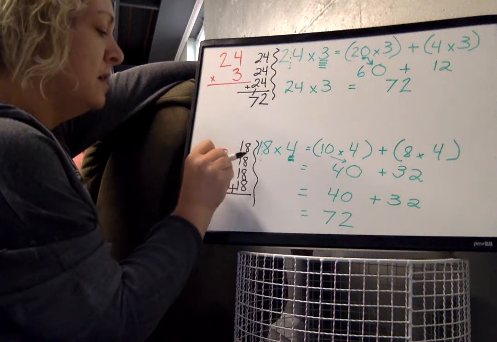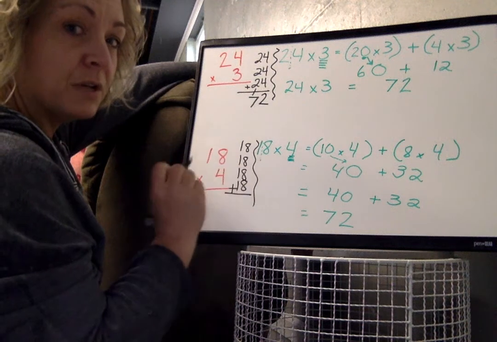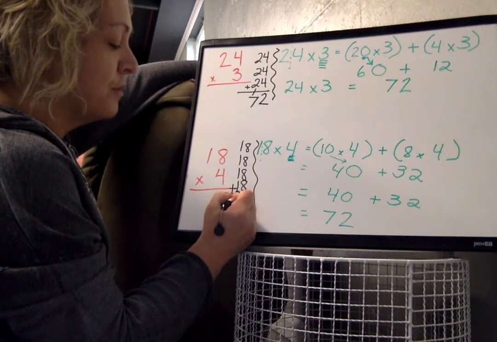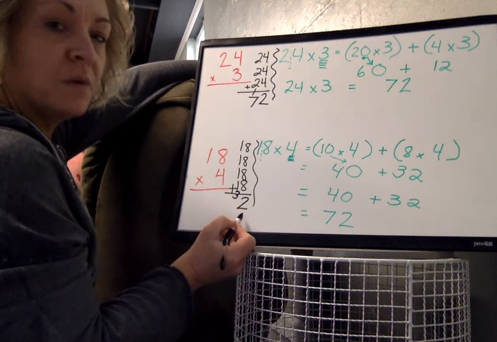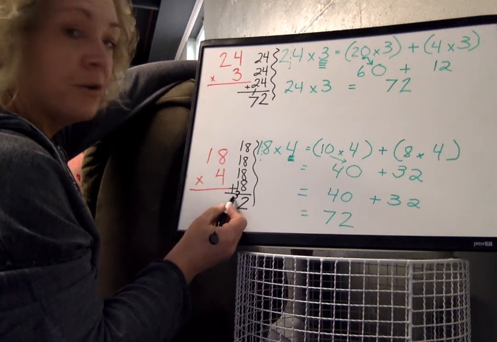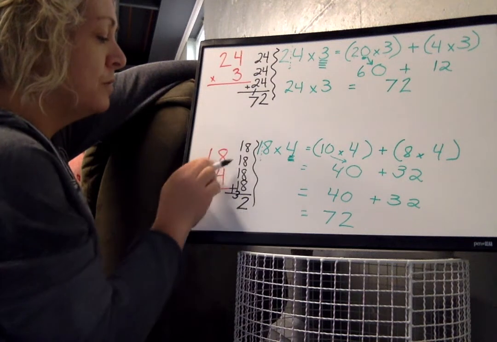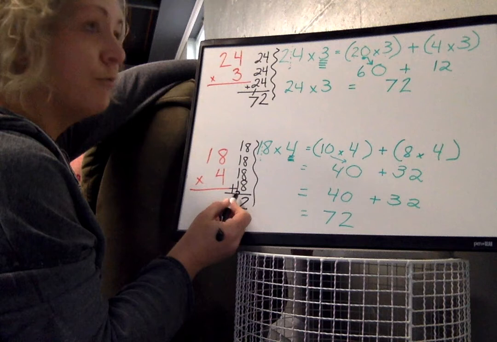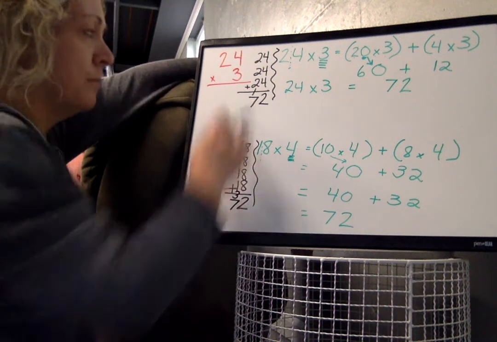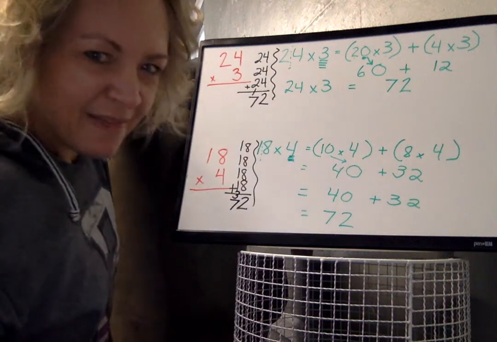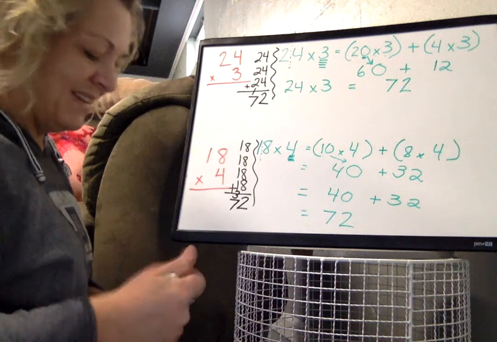8, 16, 24, 32. Now, this is tricky, 32. So I'm going to say 32. So you see I put the 2 in the ones place, and I've brought the 30 over to the tens. So now I count my ones. 1, 2, 3, 4 plus 3. 4, 5, 6, 7. And I get 72. Same answer. I didn't plan that, but it's kind of funny how it worked out, huh? Didn't plan it.